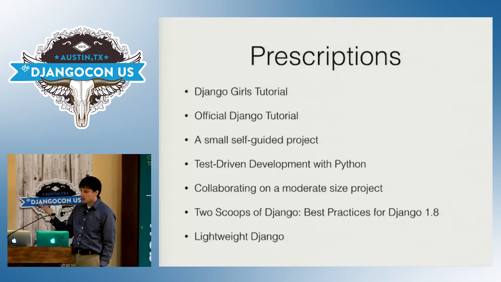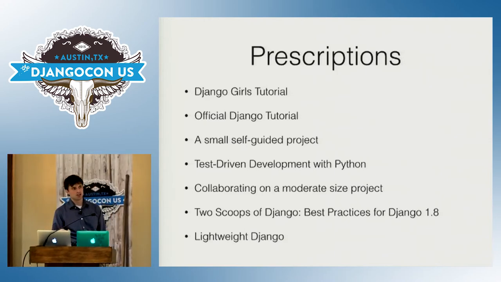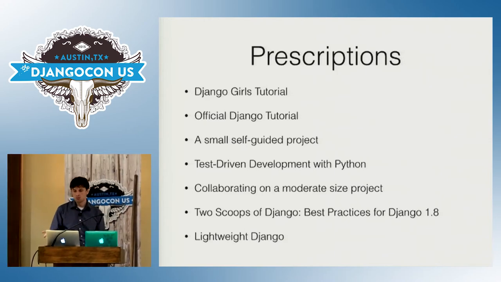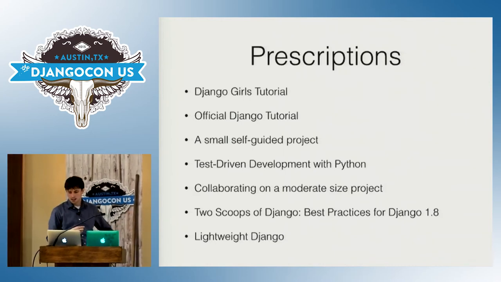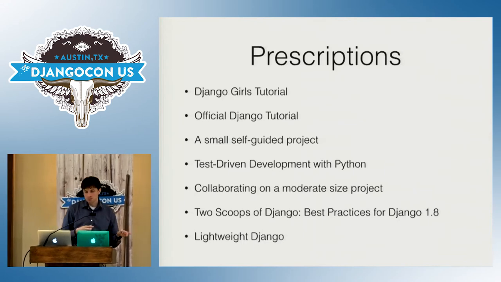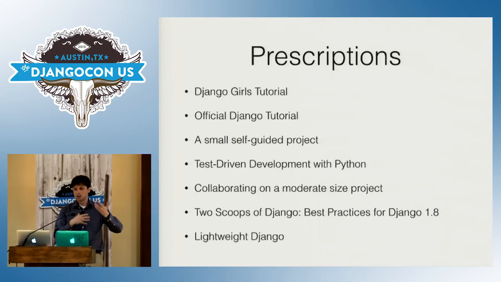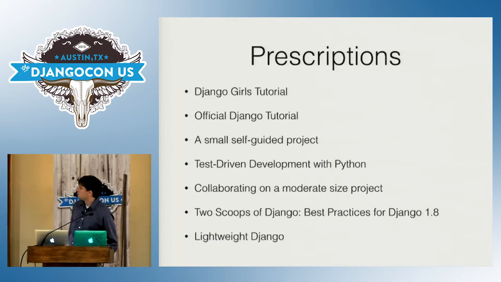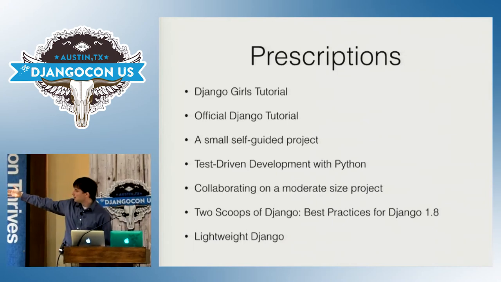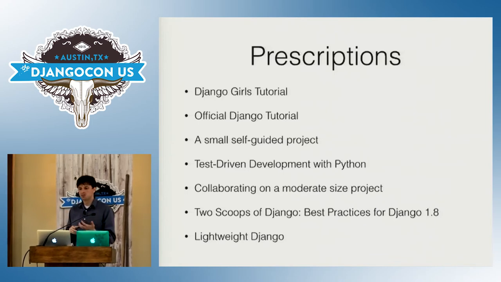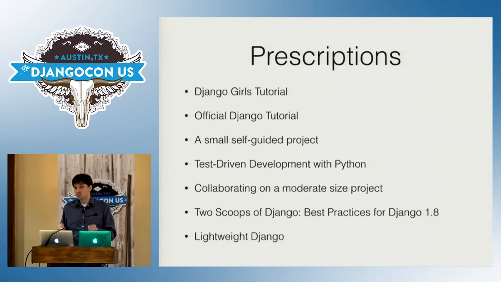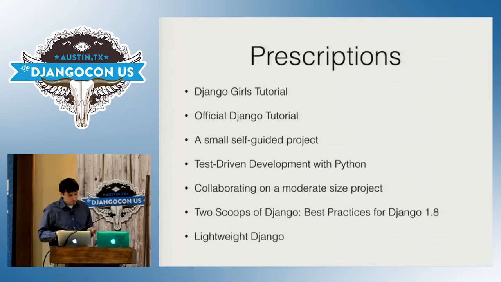After that, I think someone's ready to do a small self-guided project on their own, maybe just a couple views, a couple models, and encourage them to look up the Django documentation. After that, TDD in Python by Harry Percival is a great book for them to self-study. By the time they're ready to collaborate with folks on a moderate-sized project, that's when it's really great. Like, let's get this person hired as a junior developer somewhere, right?